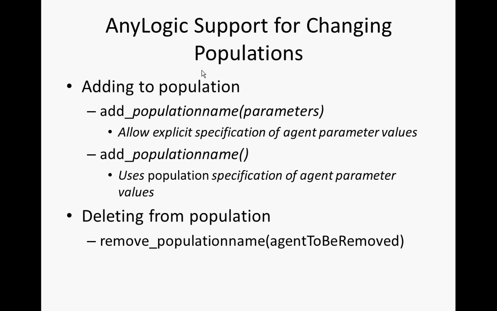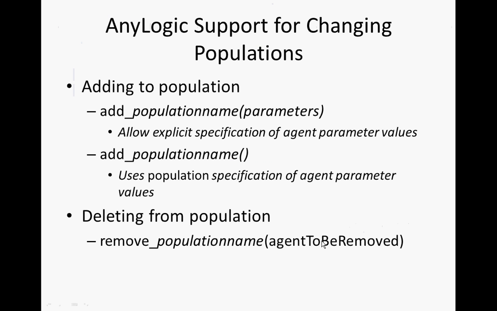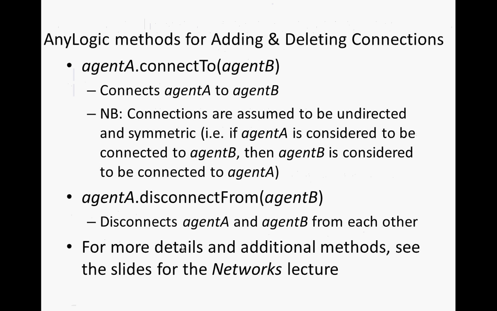A second thing we could do is deleting from the population. And similarly, if you have a population name, we can do underbar remove or remove underbar population name, and pass it a reference to the agent to be removed, or remove that agent from that population. Okay, so here we can have populations where new members are introduced either through immigration or birth, or members are removed through emigration or death. Okay, for example.